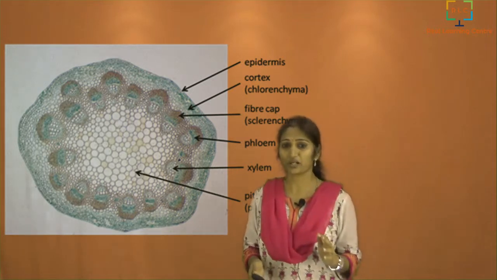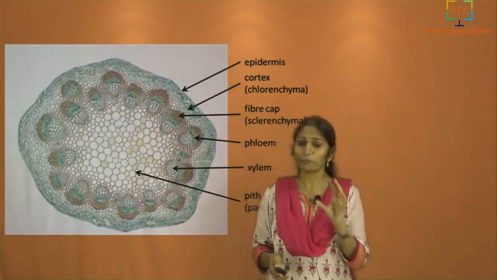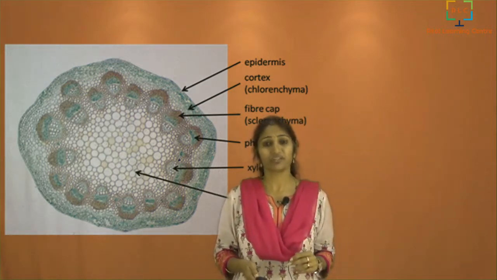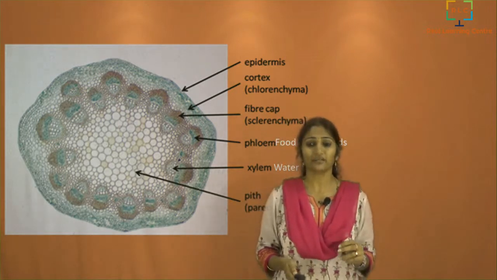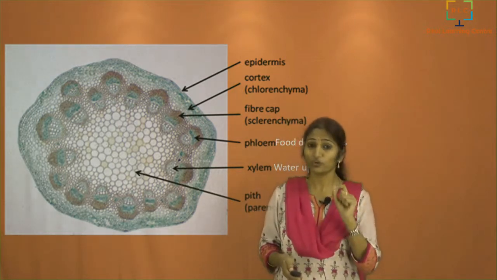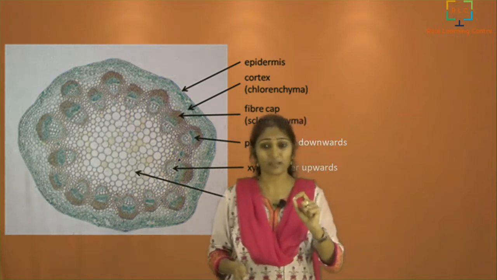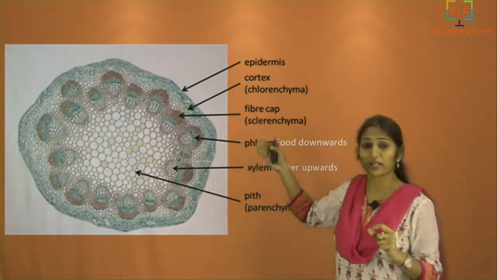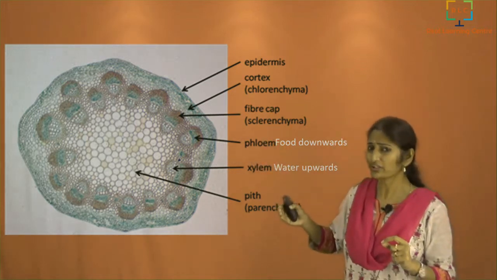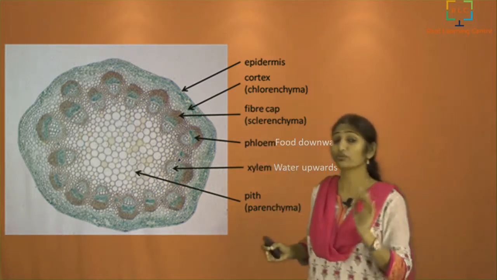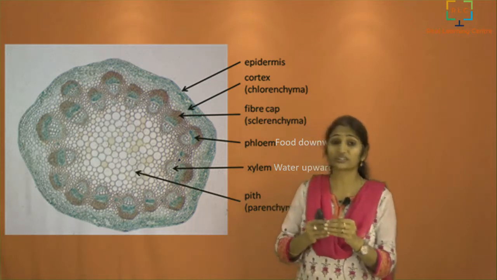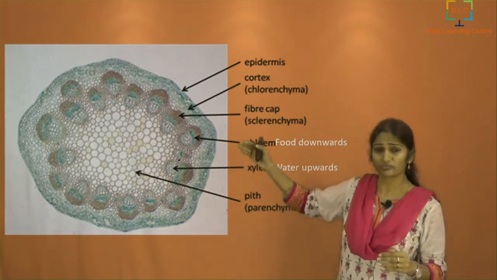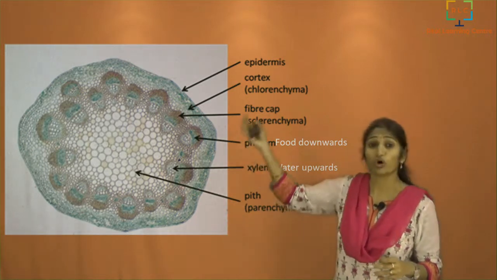Inner to sclerenchyma come two important parts of our stem. They are the phloem and the xylem. The phloem is the one which actually helps in the movement of food. Okay, the phloem helps in the movement of food. Generally the food is carried downwards, but in very few plants we also see the food is carried upwards. At the same time, we also see xylem, and xylem actually carries water upwards.